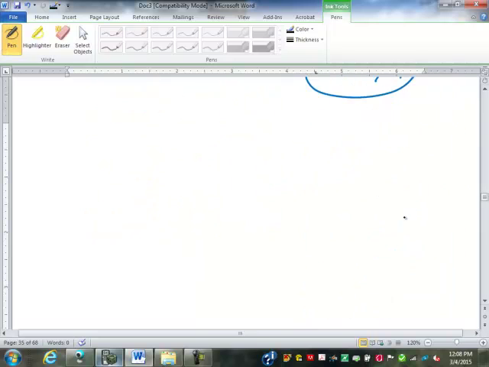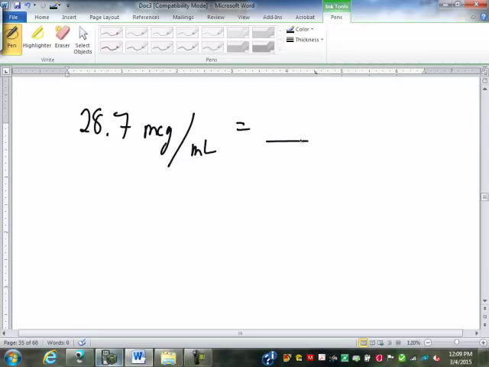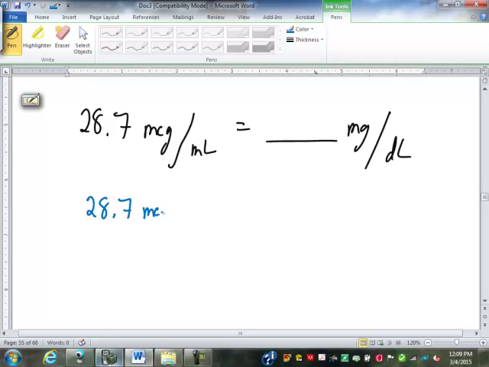If this is in the metric system, it actually becomes a whole lot simpler. Let's say that we have something listed as 28.7 micrograms per milliliter. And we want to know how many milligrams per deciliter this is going to be. I'm going to set it up like this. 28.7 micrograms over 1 milliliter.